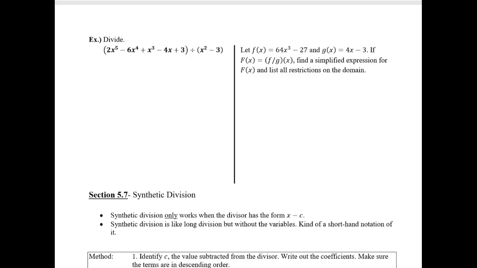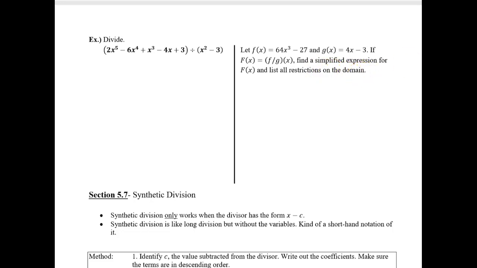In this video, we're going to be talking about dividing polynomial functions in function notation. It says, let f of x equal 64x cubed minus 27 and g of x equals 4x minus 3. If capital F of x equals f divided by g of x, find a simplified expression for capital F of x, and list all restrictions on the domain.